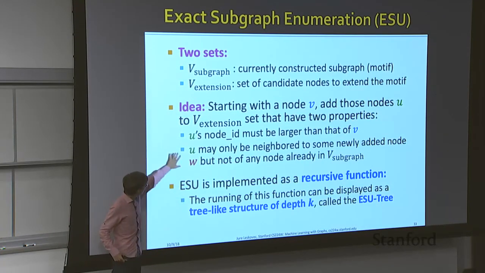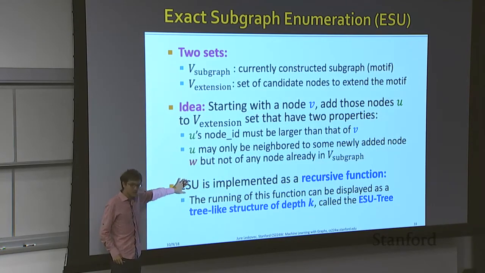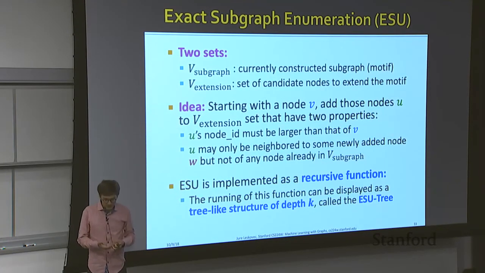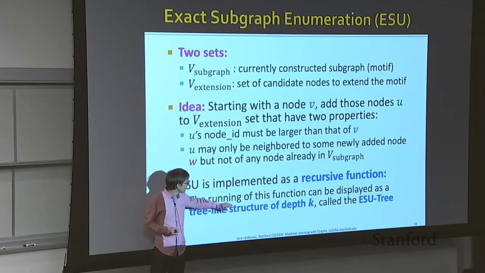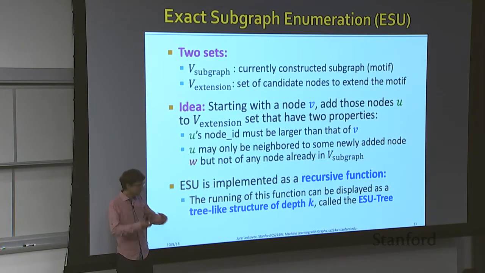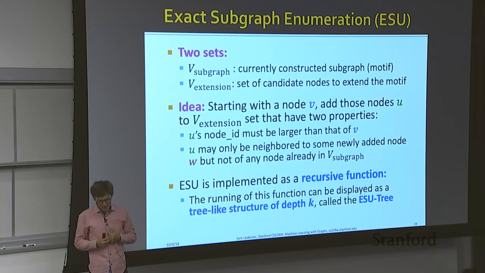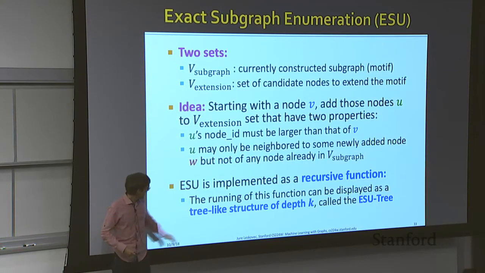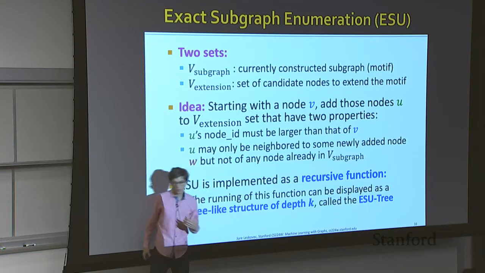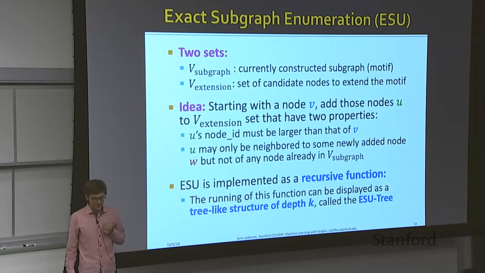And given these rules, the ESU algorithm can be implemented in a recursive fashion where basically the running of the function can be displayed in a tree-like structure of depth k, and this tree-like structure will be called the ESU tree, and I will show you an example.